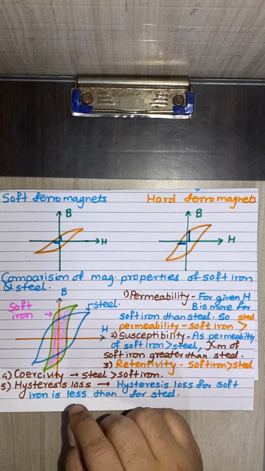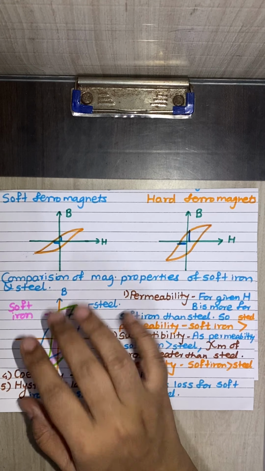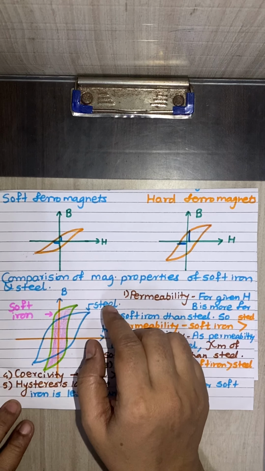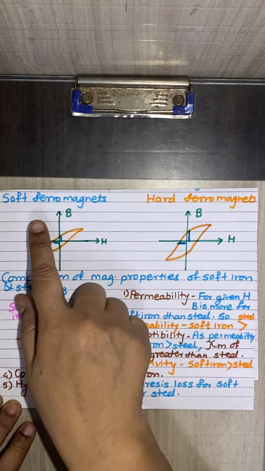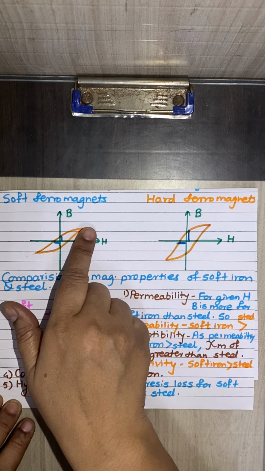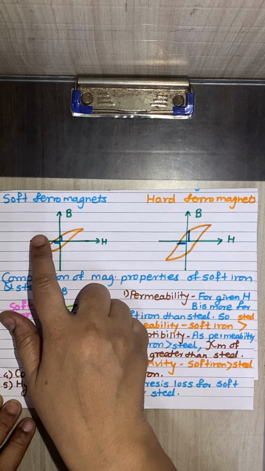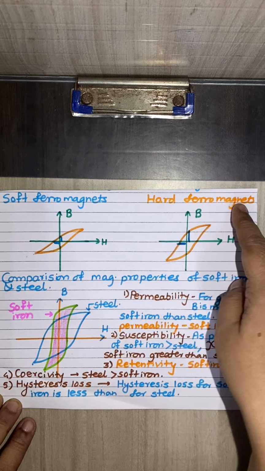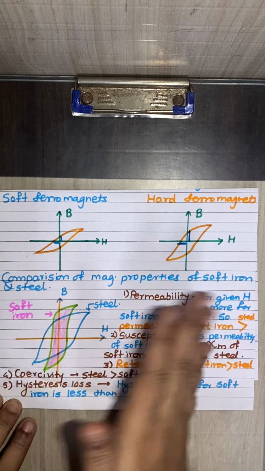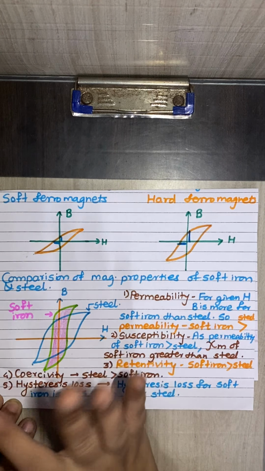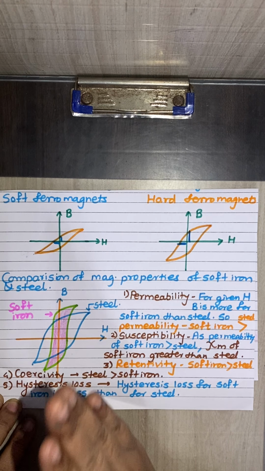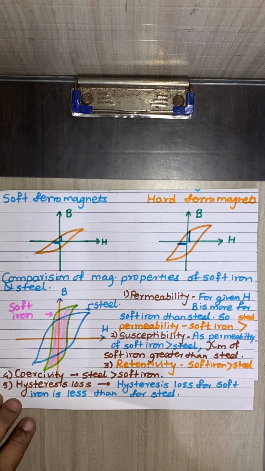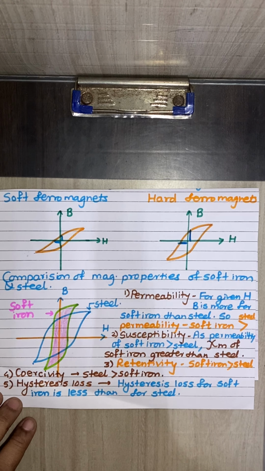Okay, children, now we are going to compare the magnetic properties of soft iron and steel. As we have studied, soft ferromagnets are considered as soft iron, and hard ferromagnets are considered as steel. So we are now going to compare these two materials, soft iron and steel, with respect to certain basic definitions or basic properties of the magnetic properties of these materials.